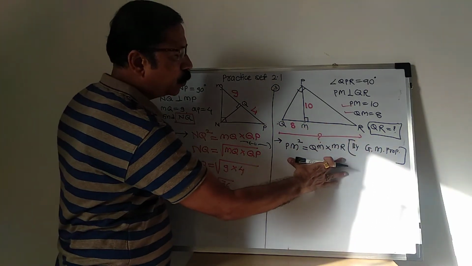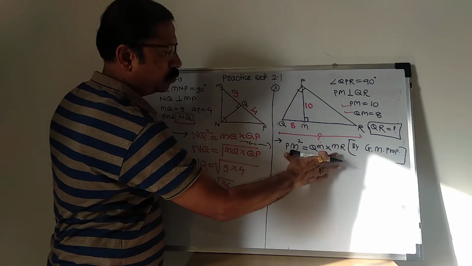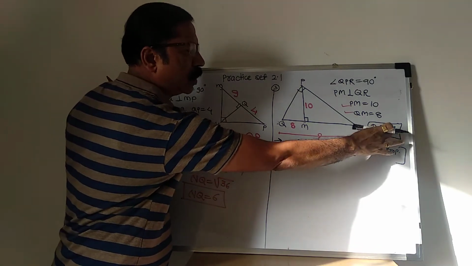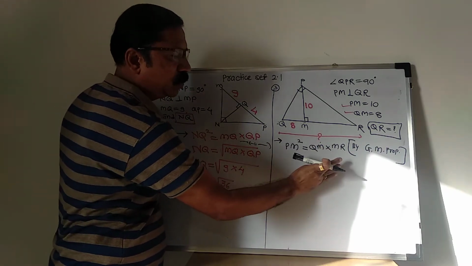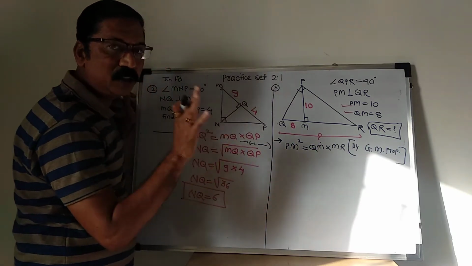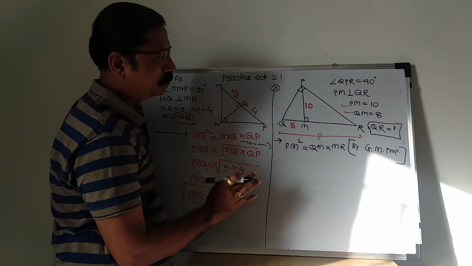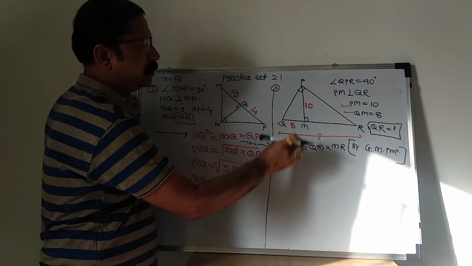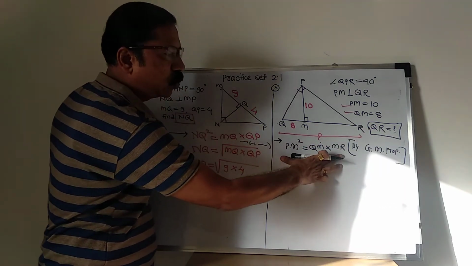See, in this formula you won't get QR directly. सूत्रामध्ये कुठेही आपल्याला जो QR शोधायचा आहे तो कुठेही दिसत नाहीये. काही मुलं बळजबरीनेच एखादं सेगमेंट पुसून टाकतात आणि त्या ठिकाणी QR लिहितात. Don't do like that. Don't change the formula. We don't have a right to change the formula. So formula remains as it is. PM square is equal to QM into MR. Even though QR is not here, don't worry.